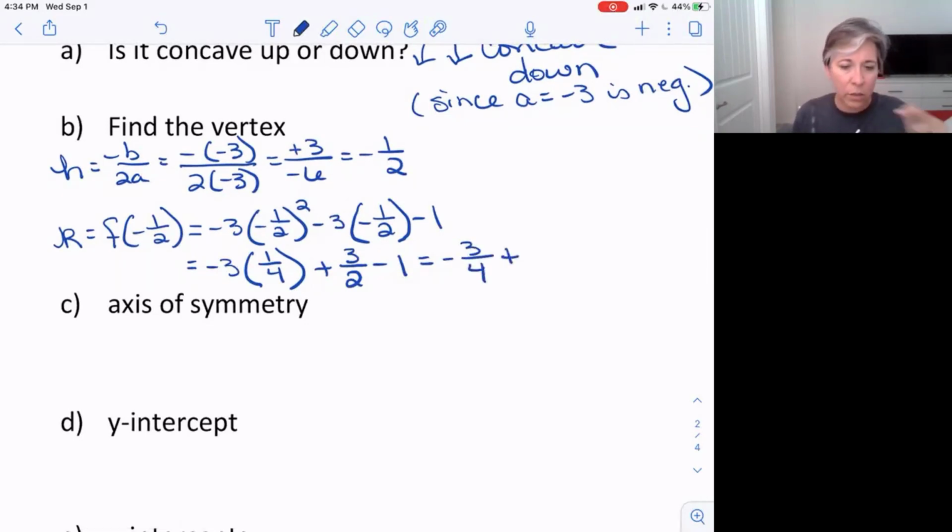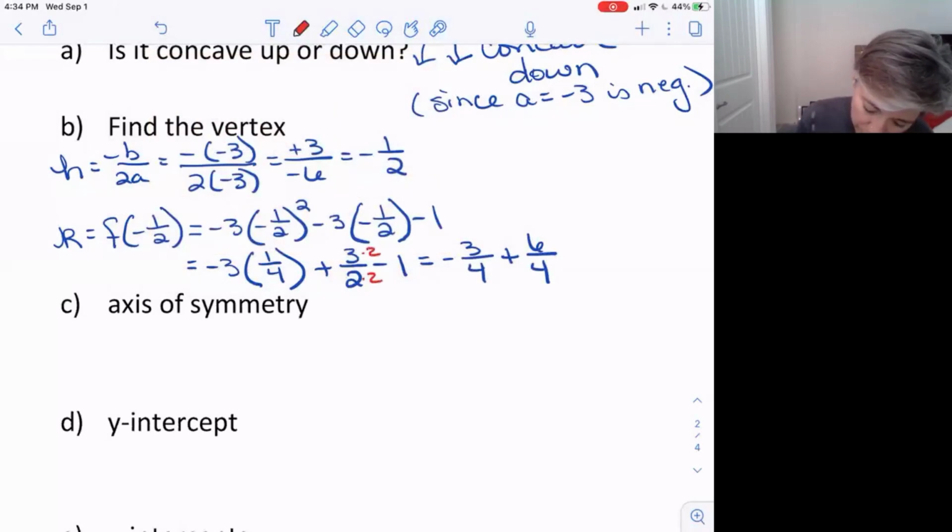Plus, I'm going to change that 3/2 to have the same denominator. So that is 6/4. Forgotten how to do that? Multiply top and bottom by the same number to get that 4 in the denominator. And same thing with the negative 1. We're going to write that as a negative 4/4. This gives us a negative 1/4. So we have a vertex of negative 1/2 and negative 1/4.